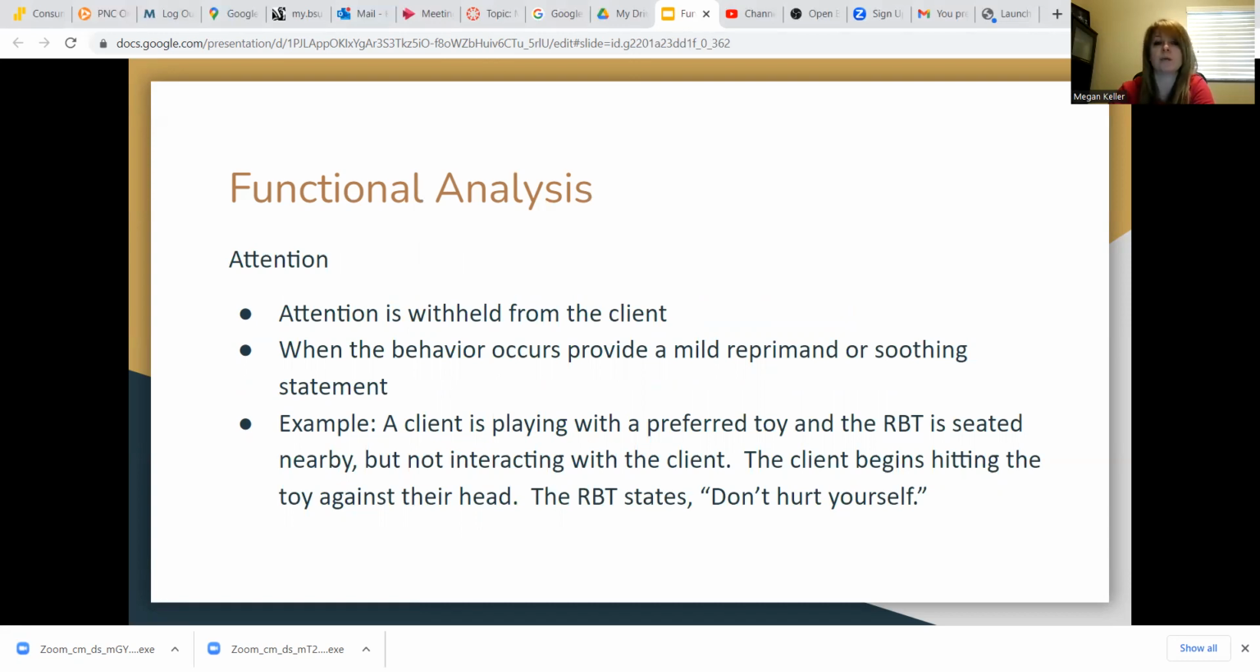An example of this would be a client is playing with a preferred toy and the RBT is seated nearby, but not interacting with the client. The client begins hitting the toy against their head. The RBT states, "Don't hurt yourself."